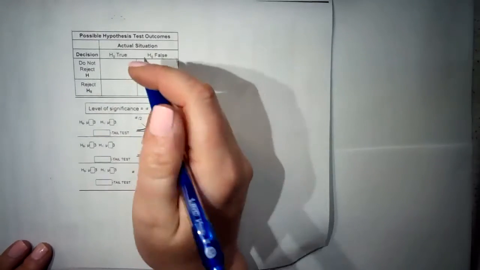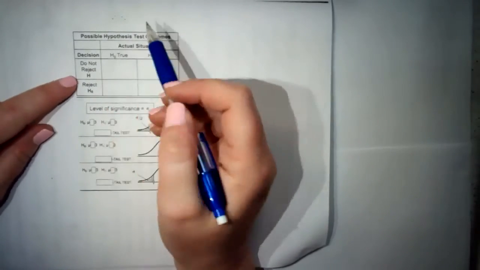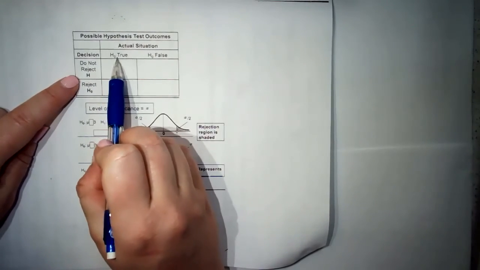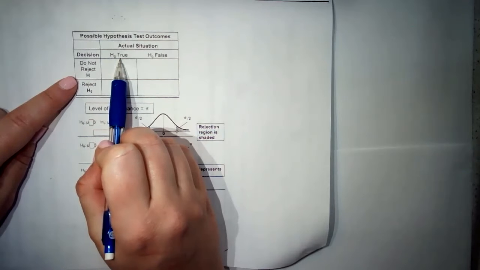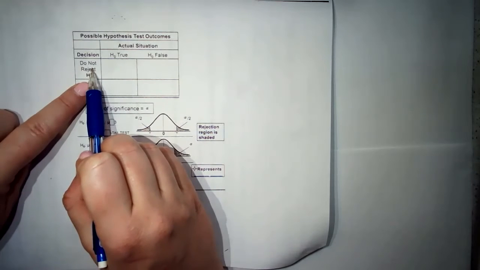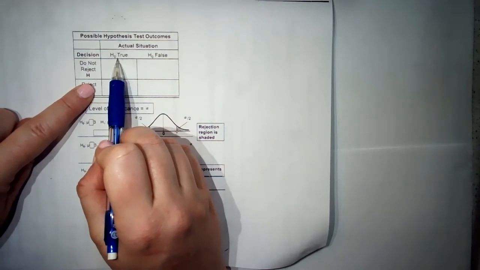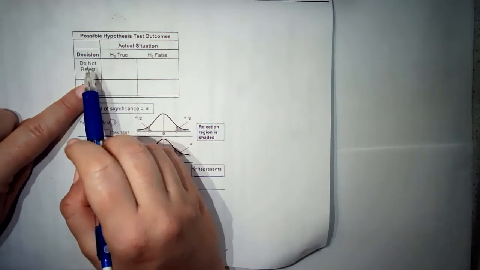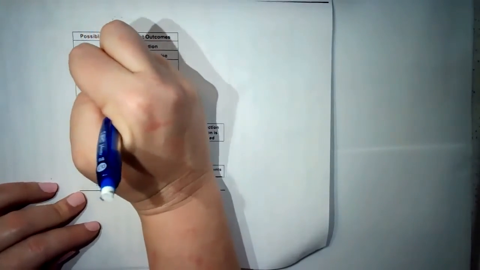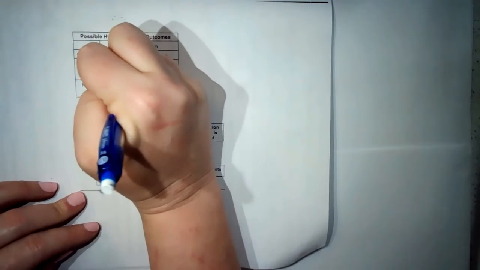All right, so let's say that the null was true and you did not reject it. Well, that was the right decision, right? So the null was true and you decided not to reject it. Well, good job. Oh, I should have put correct decision. Sorry, my bad. Correct decision.